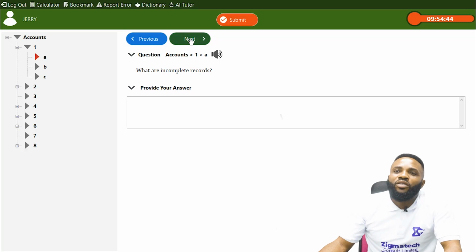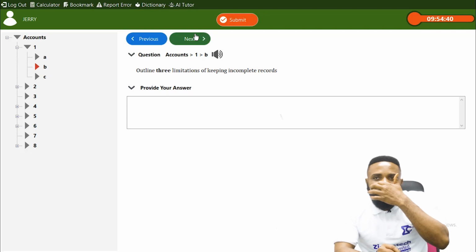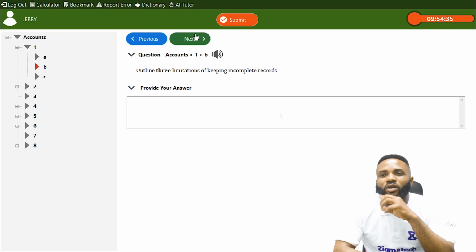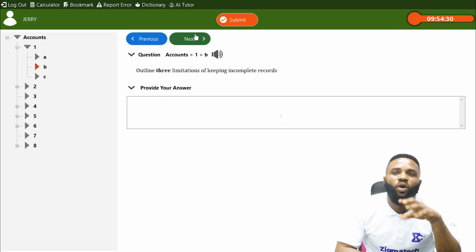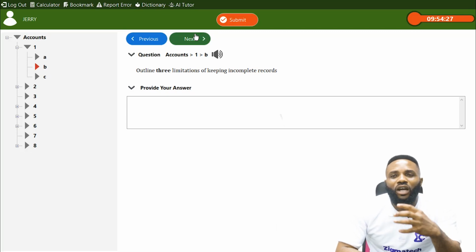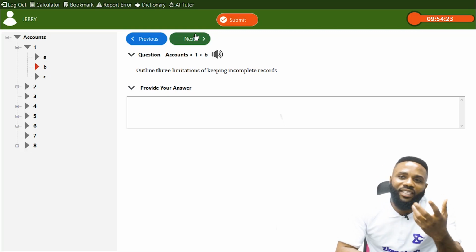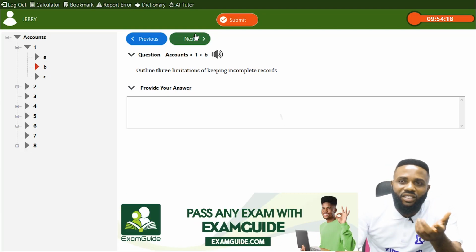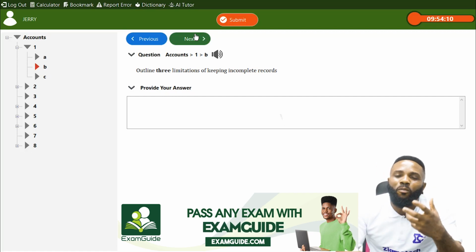And then let's look at the B part. They said, outline 3 limitations of keeping incomplete record. Let's explain what limitation is, because these are terminologies that students usually find difficult to understand. When you talk about limitation, we are talking about the challenges, or the disadvantages. What are those challenges? What are those disadvantages? What are those impediments that someone can encounter if you are practicing incomplete record?